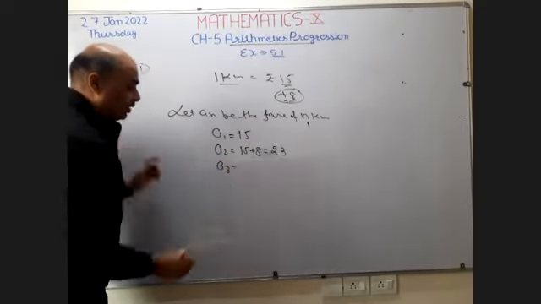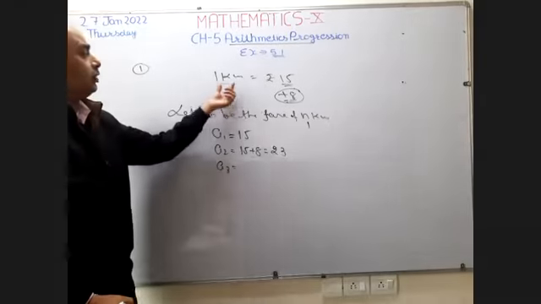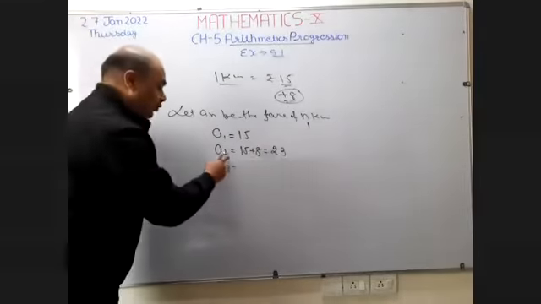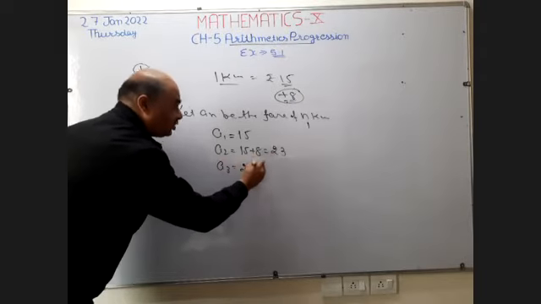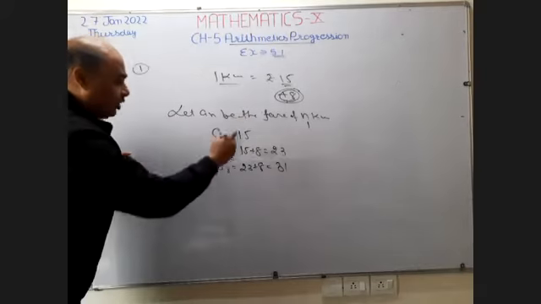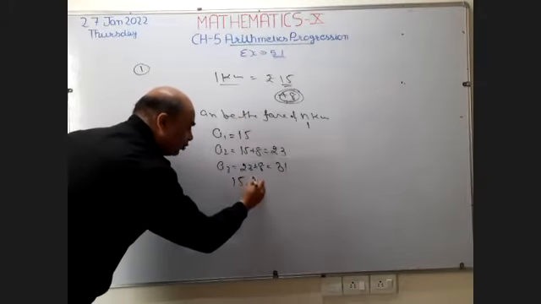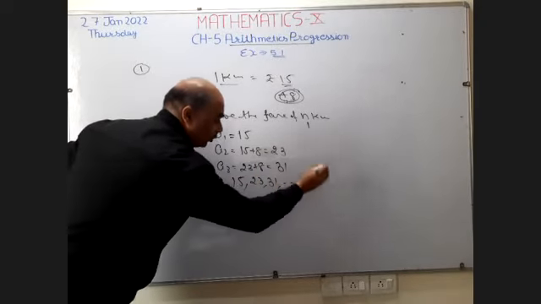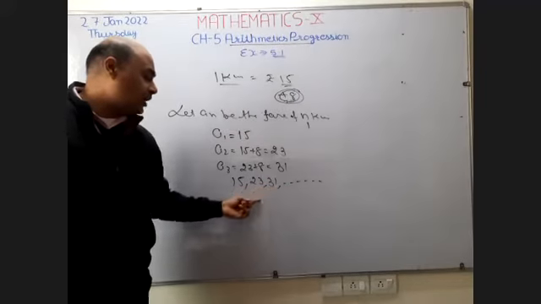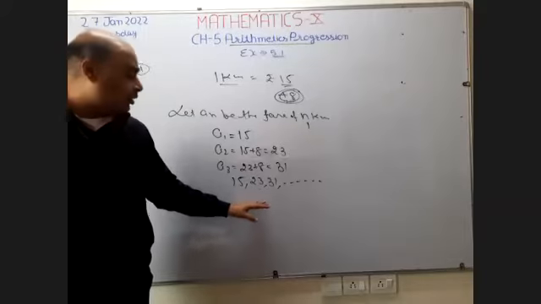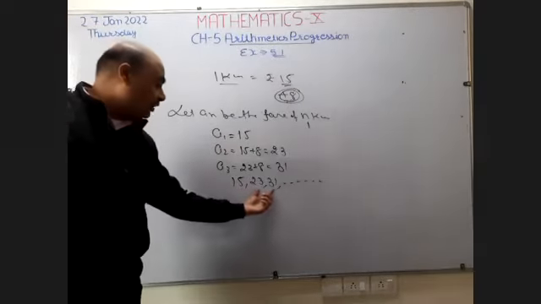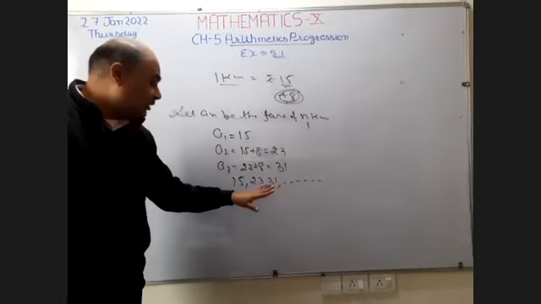Now a3. a3 means I want to find the fare for 3 kilometers. If I want to travel 3 kilometers, what do I pay? For 2 kilometers, I pay 23, so an additional 8 rupees I pay. It's going to be 23 plus 8, rupees 31. Now the sequence is going to be 15, 23, 31, and so on. With the help of the given situation, I made this sequence. Now I want to check whether it is an AP or not. How is it possible? If the difference between the terms of the sequence remains the same, then it is going to be an AP.